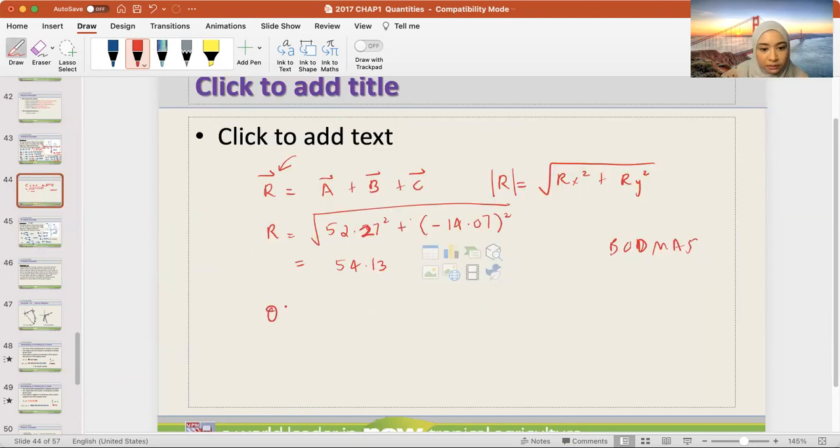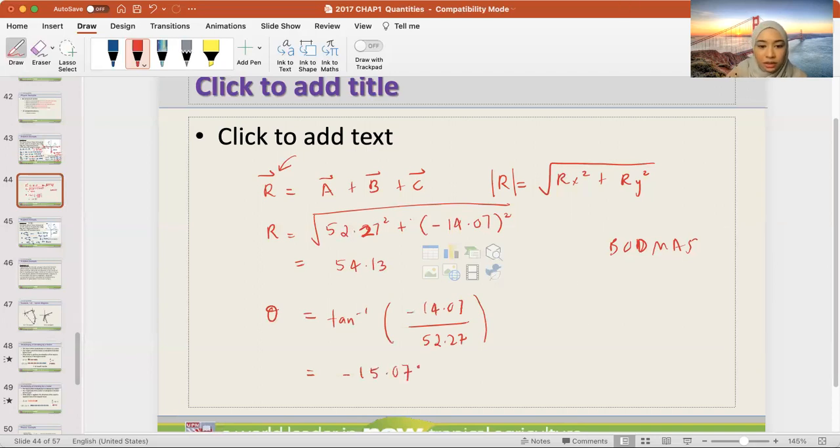I want the theta. The theta is tan inverse of negative 14.07 over 52.27. Okay. The answer is negative 15.07.